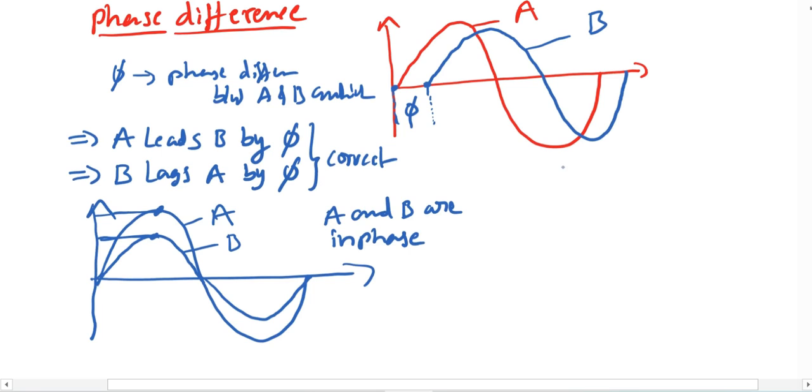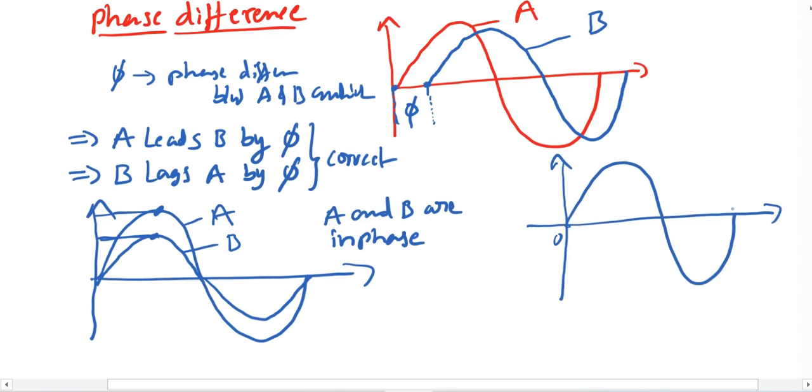If I go with another scenario, something like this, so this is my waveform. This is my A waveform, and my B waveform starts from somewhere here, something like this. Again there is a phase difference between these two waveforms, the A waveform and the B waveform.